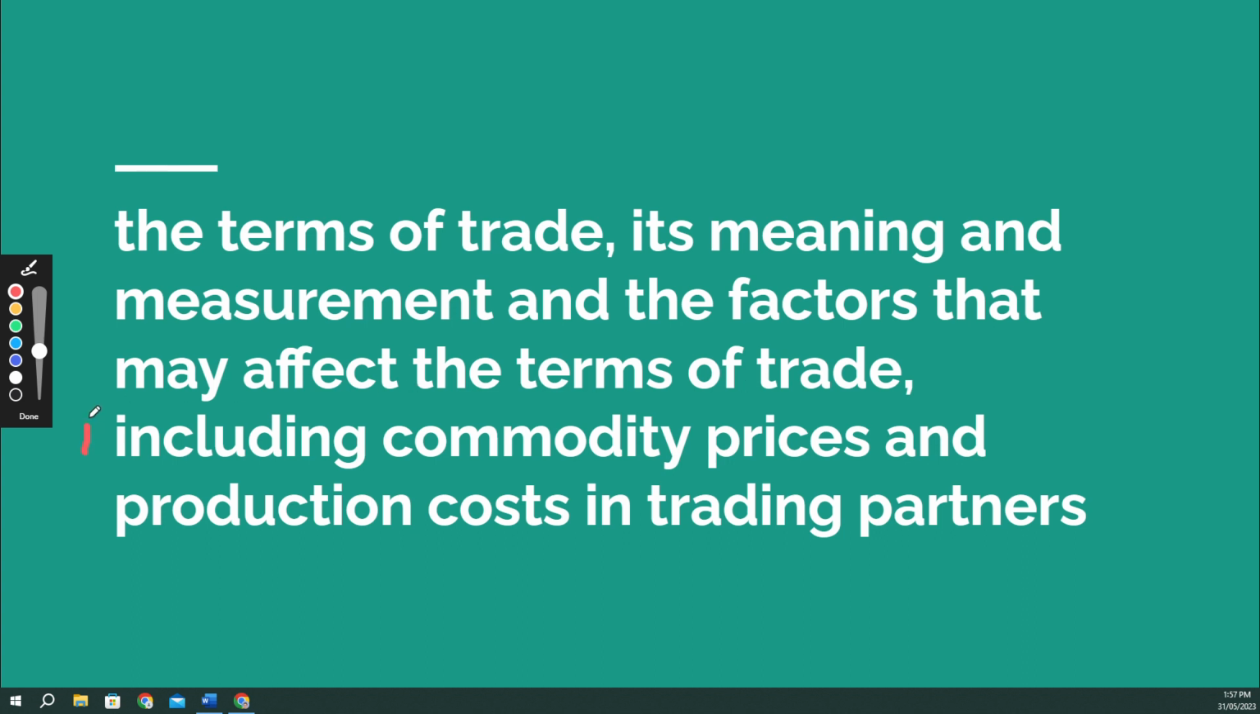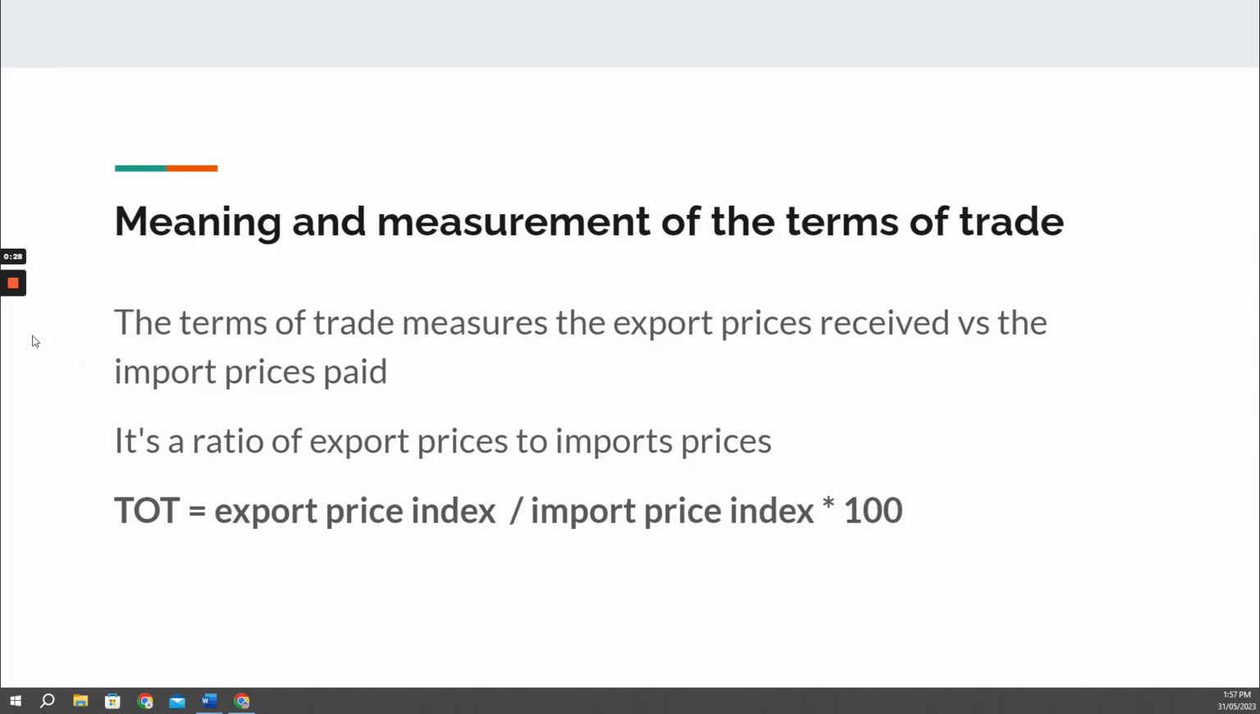But VCAA have given us two factors to learn. It's commodity prices and production costs in our trading partners. So basically the cost of production for our overseas trading partners. So what does it mean?